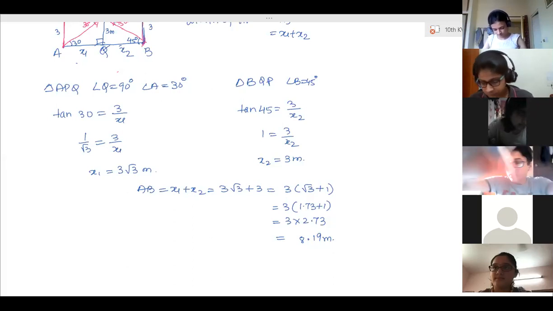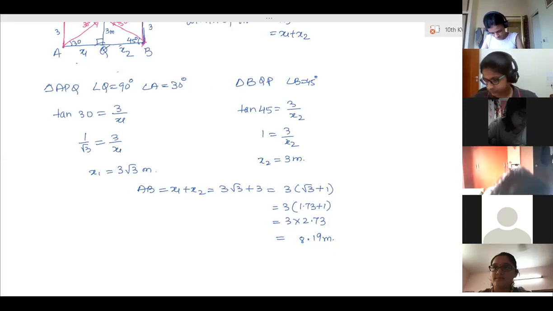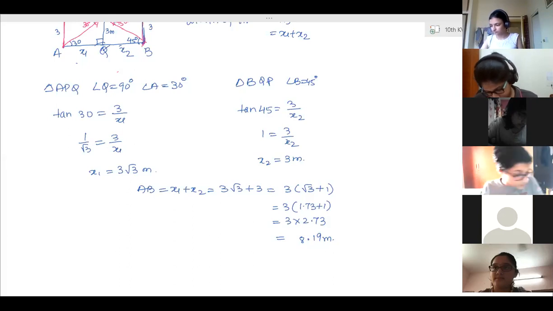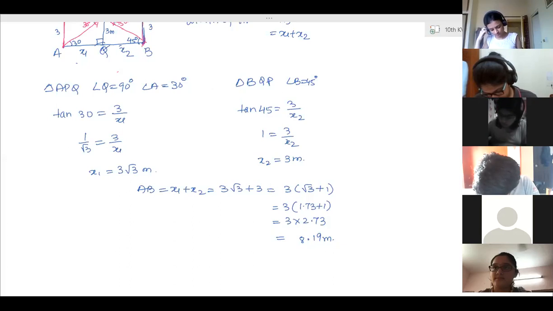A circus artist is climbing a 20-meter long rope, which is tightly stretched and tied from the top of a vertical pole to the ground. Find the height of the pole, if the angle made by the rope with the ground level is 30 degrees.